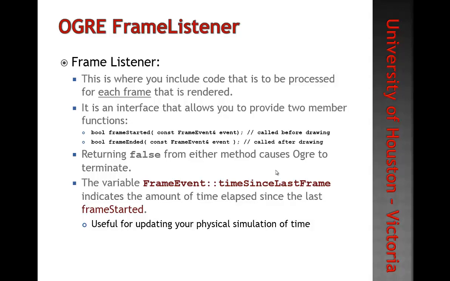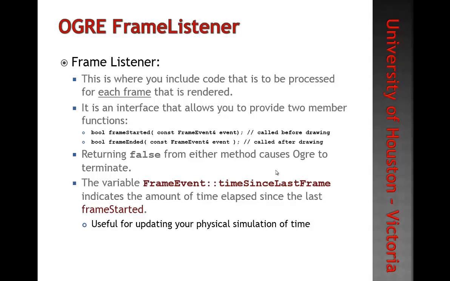Basically, the frame listener is where we can include our code, as I mentioned, to process for each frame that is being rendered. And it is, as I said, an interface that allows us to modify its member functions to our liking. And so the two member functions that will be called whenever the update occurs are the frame started and then a frame ended.